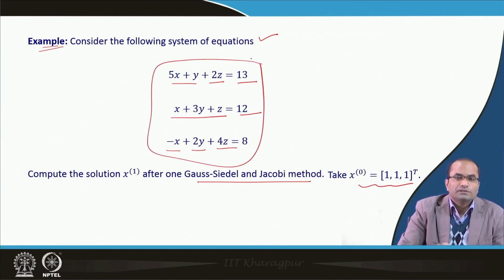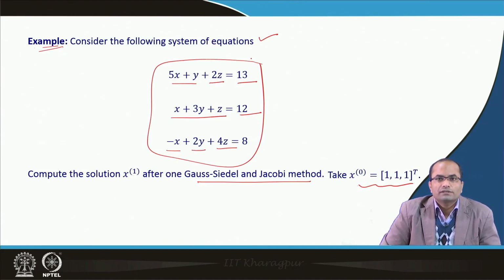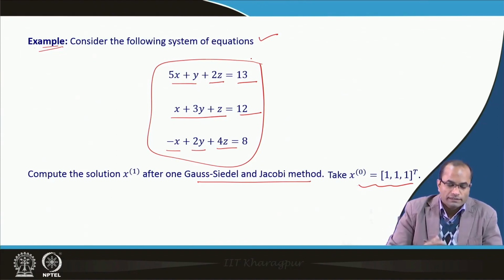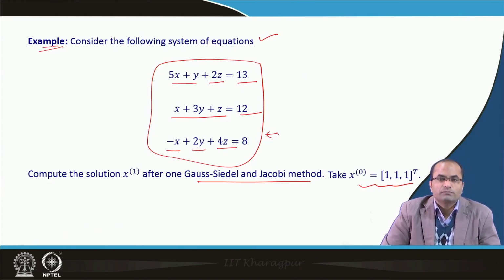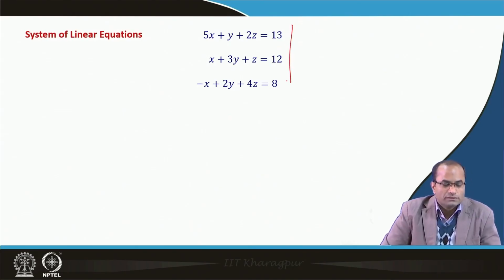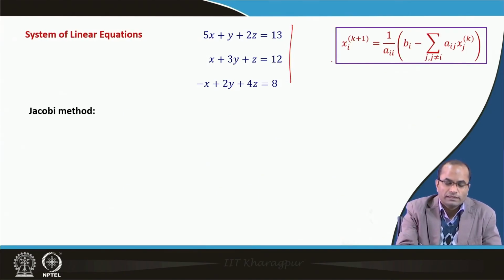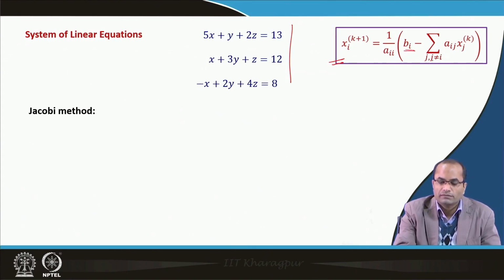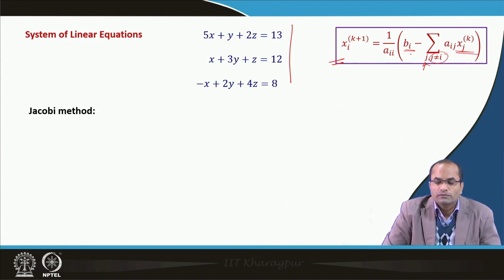Regarding the convergence of these methods for this given system, we will discuss that a little later in the next lecture. In this lecture we will just evaluate these approximate values just after one iteration. So, these are the given equations, the system of linear equations, and we know that the Jacobi method has this form: 1 over a i i, and then we have b i minus the sum over j, where j is not equal to i, summed for all other values.